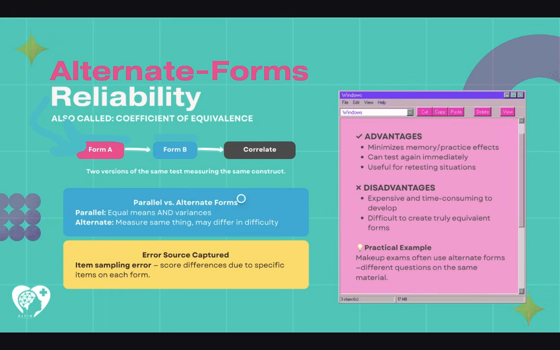On the other hand, alternate forms are really different versions. Take that example of our two forms of the quiz. We have quiz A and quiz B, with different item samples. So whatever items are in quiz A, the items in quiz B are different. But still, they are measuring the same thing, which is your learning of chapters 3 and 4, or a similar construct. The advantage is it minimizes memory and practice effects. You can test again immediately and it's useful for retesting situations. The disadvantage is it's expensive, time consuming, and we can't really create two truly equivalent tests measuring the same construct.